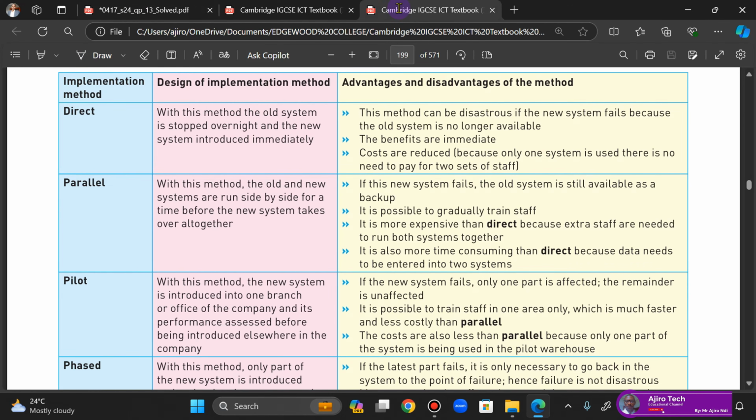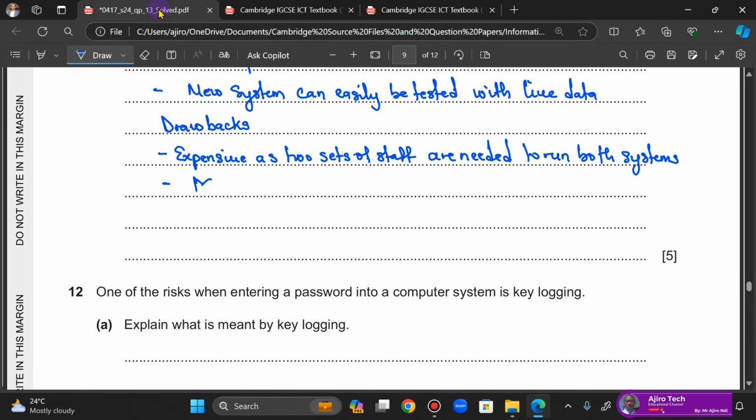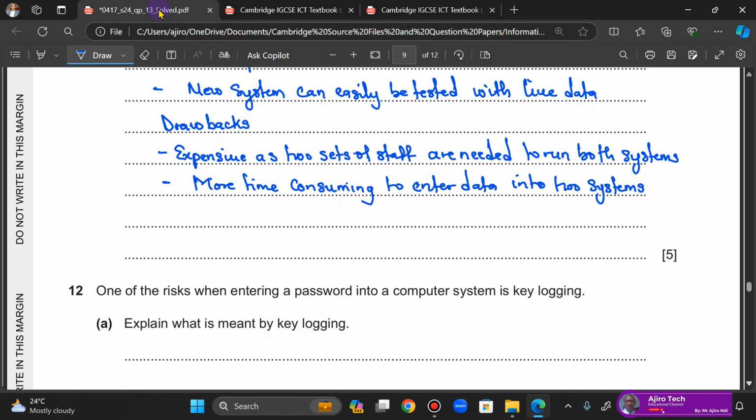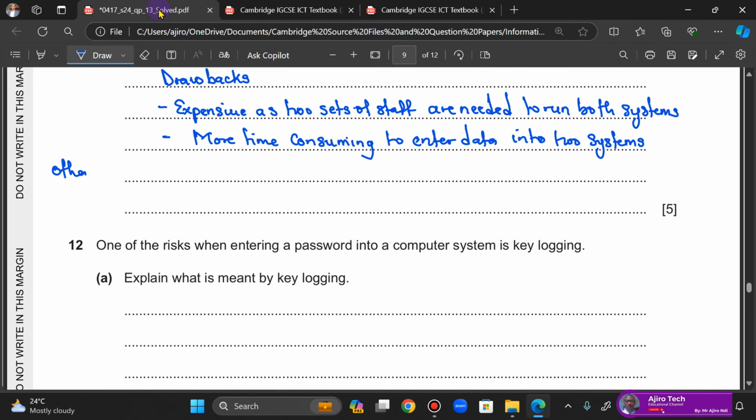Okay, here we look at it is more time consuming, more time consuming to enter data into two systems. Okay, so this is very, very important. How many have I mentioned here? So this is 3, 5. Let me just add, let's see if I can add one more.